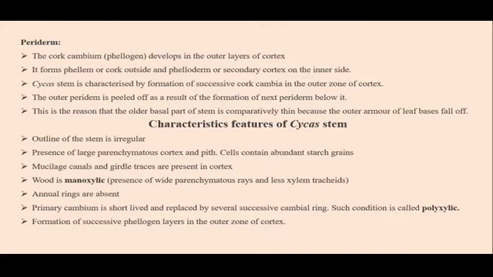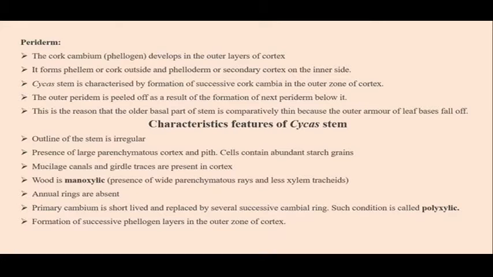And one of the features of cycas stem is that there is formation of successive cork cambia in the outer zone of cortex. Outer periderm is peeled off as a result of the formation of the next periderm below it, and that's why the older basal part of the stem is comparatively thin, because the outer armor of leaf bases falls off. Now let us discuss what are the characteristic features of cycas stem.